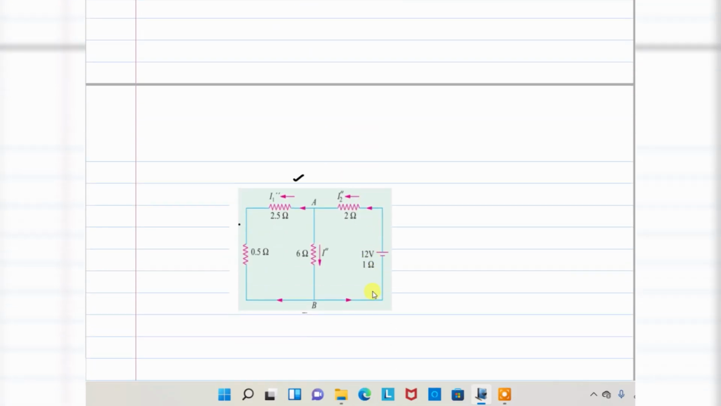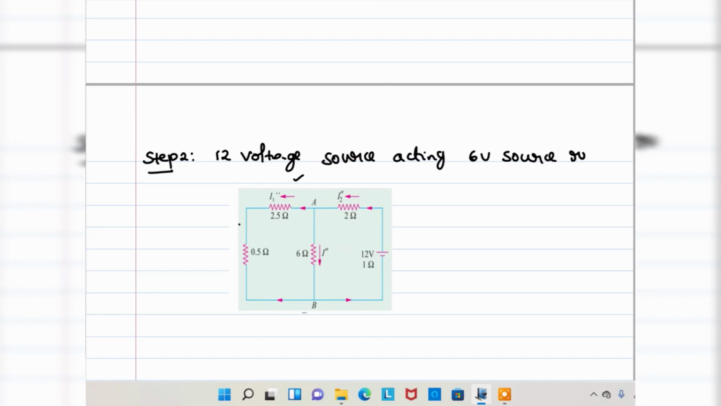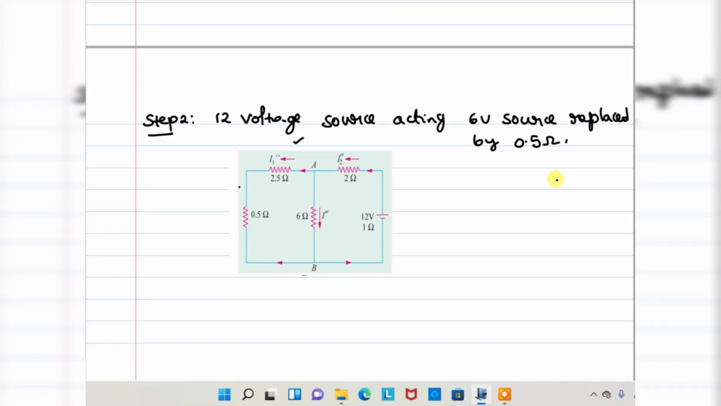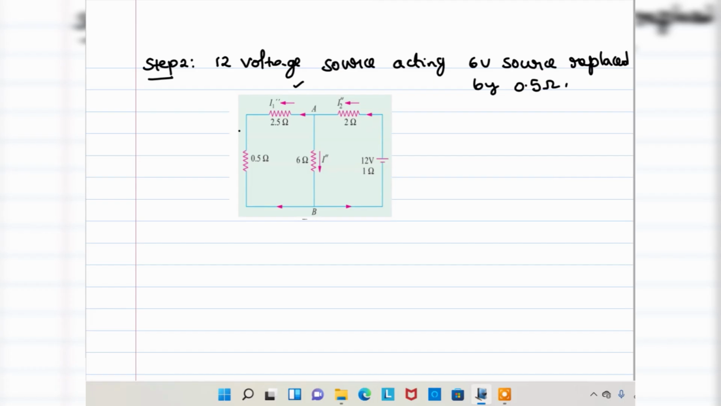Then we are moving to the second case, that is step 2. In step 2, the 12 volt source is acting alone. What about the 6 volt source? It is replaced by 0.5 ohms. Okay. Now just do the calculations here.